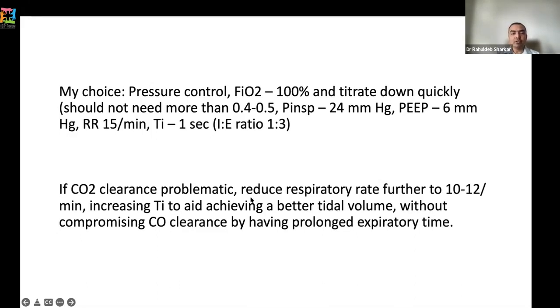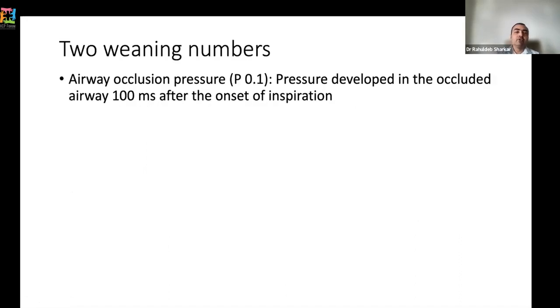So increase TI to aid achieving a better tidal volume without compromising CO2 clearance by having a prolonged respiratory time. So this is something that they might ask, as to, if the initial strategy fails, then we'd go down on the respiratory rate with a good I:E ratio maintained still. So this can be a favorite area that they might ask questions about. And then two weaning numbers. This is again used quite a lot in exams, so I mentioned it here.